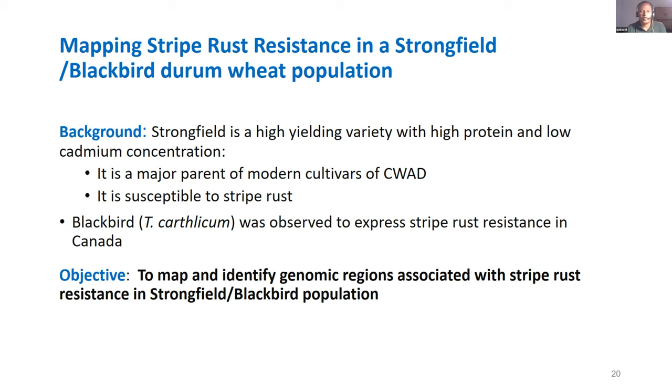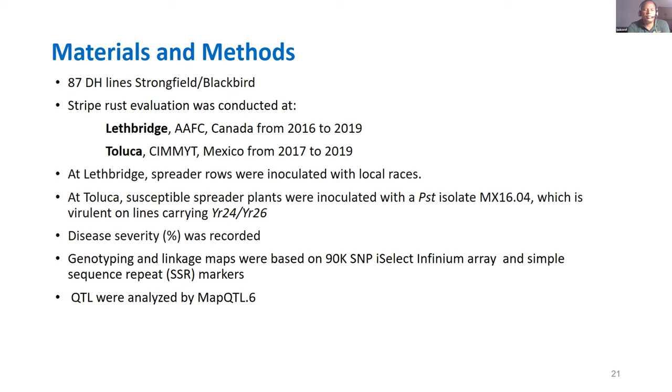So the objective of our study was to identify a map and identify genomic regions associated with stripe rust resistance in these two lines. So we developed 87 double haploids from the cross of Strongfield and Blackbird. And these lines were evaluated for stripe rust response at Lethbridge AFC from 2016 to 2019, and at Toluca, Mexico, from 2017 to 2019.